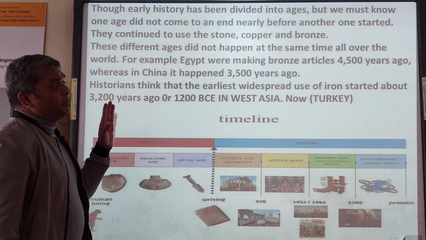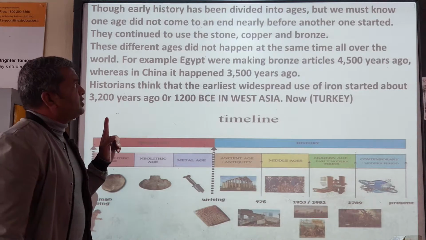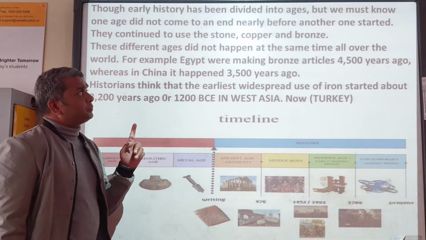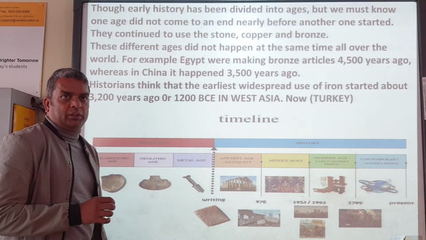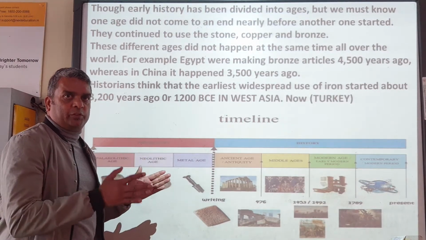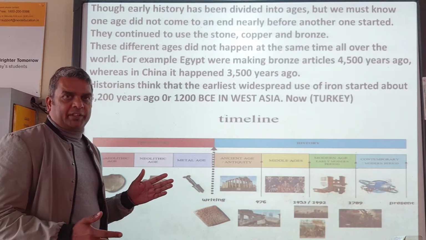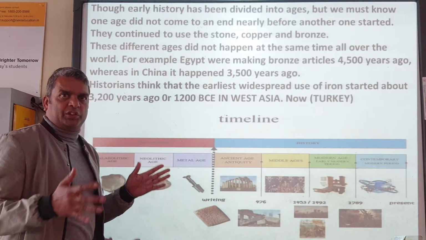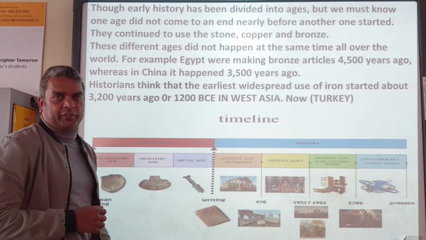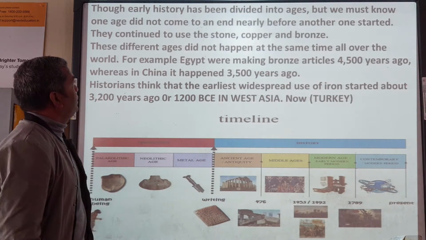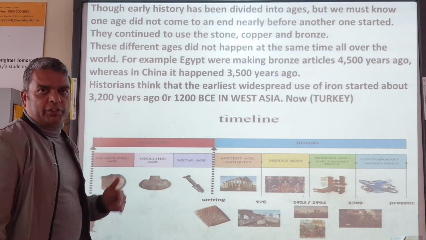Though early history has been divided into ages, we must know that one age did not come to an end nearly before another one started. It doesn't mean the Iron Age started from here and ended there, and then the Copper Age started. No, it continued. It's just to make study easy that historians have divided history into ages. They continued to use stone, copper and bronze. Till now we are using them.